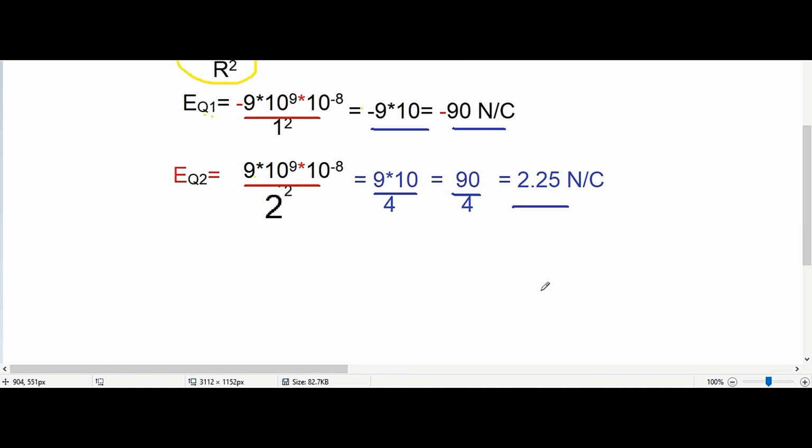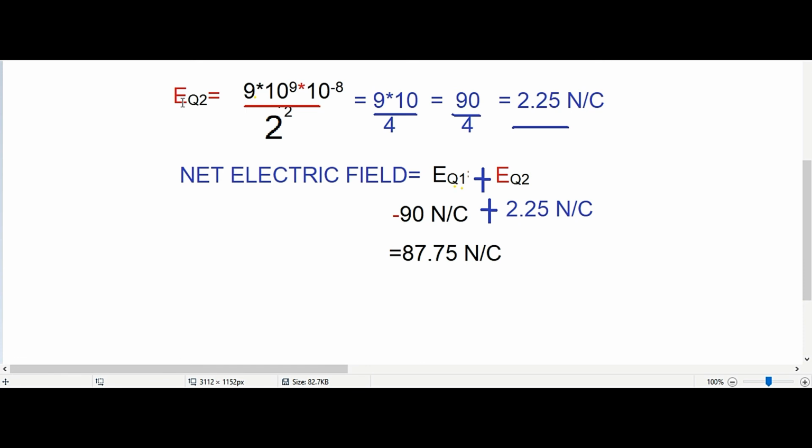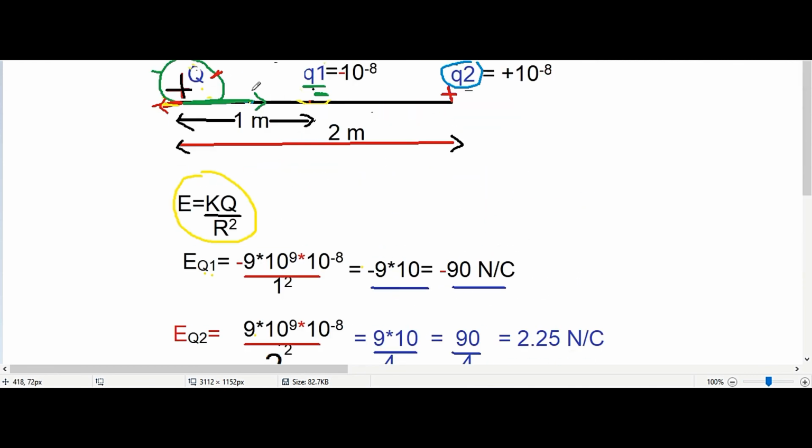Okay, now we have to find the most interesting part, that is the net electric field. Net electric field is equal to EQ1 plus EQ2, and by putting the values of these we get minus 90 plus 2.25. So the final answer comes out to be 87.75 Newton per Coulomb, and the net field will be like this. So this will be the direction of net field, that is towards the right side. So the direction of the net electric field will be towards the right side.